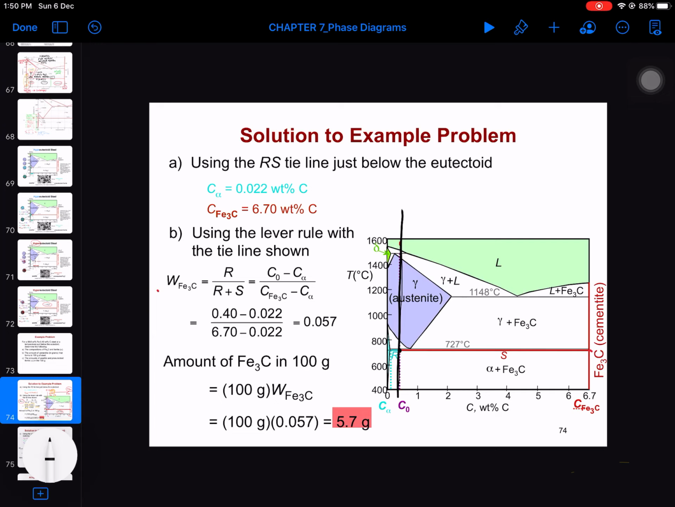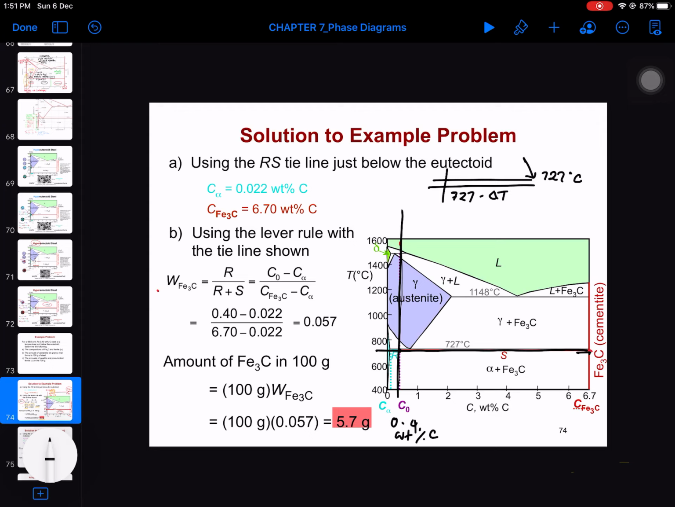The problem says it's at 0.4 weight percent carbon, so that's your C naught. This is the eutectoid temperature, and we are going to calculate just below it, so it's like 727 minus delta T, a bit lower than the eutectoid temperature. The eutectoid temperature is 727 degrees centigrade.